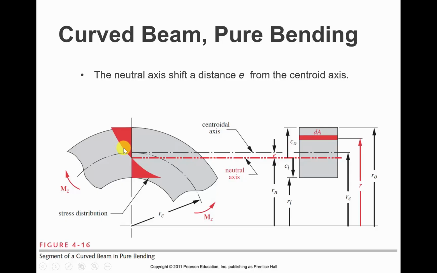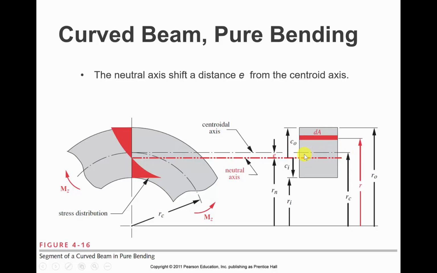We should also notice that the stress is no longer in a straight line. It now has a hyperbolic shape rather than a linear shape, and that the stress at the inner surface appears to be greater than the stress at the outer surface, and that's going to be typical of curved beams.